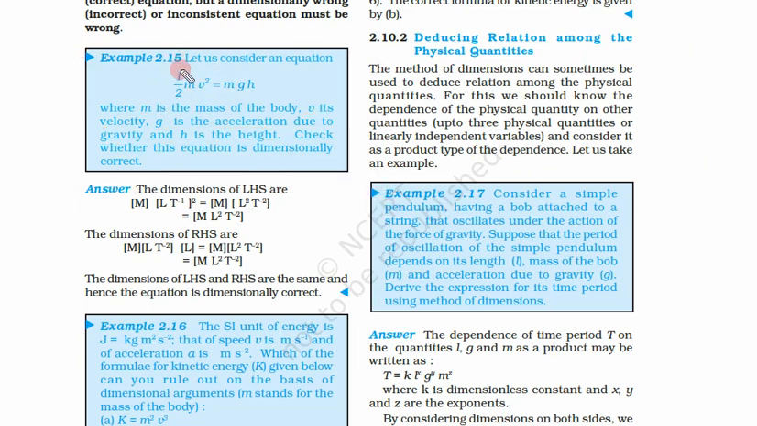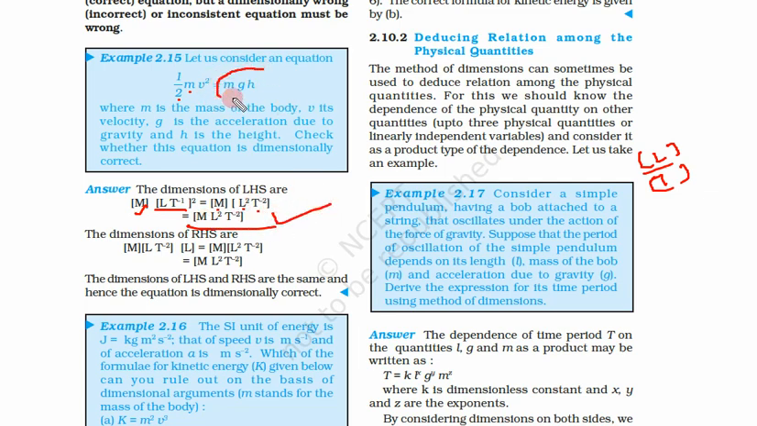Let us see the first side. Half does not have any dimension. Dimension of m is M. V is L upon T, so LT minus 1, and the square of that is LT minus 1 squared. So what we get is M L square T minus 2. This total quantity becomes M L square T minus 2.